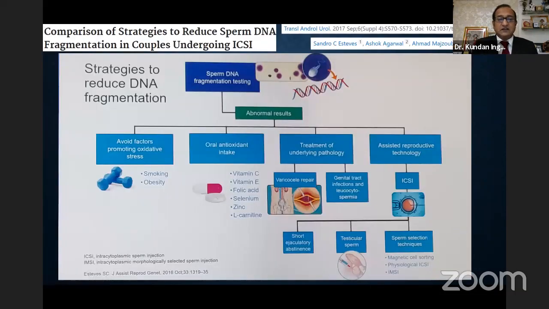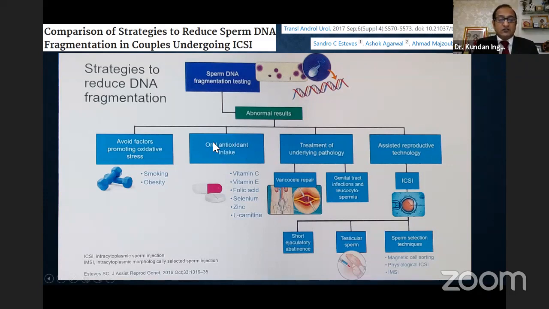So are there strategies which will help us to reduce this DNA fragmentation in couples undergoing ICSI? A study by Agarwal in 2016 demonstrated these strategies, which are very effective by literature evidence. Whenever we come across abnormal sperm DNA fragmentation, that is higher DFI, then look for confounding factors like smoking and obesity. These factors promote oxidative stress. If they stop them, then after 3 months there is seen an improvement in the gamete quality or the sperm quality.